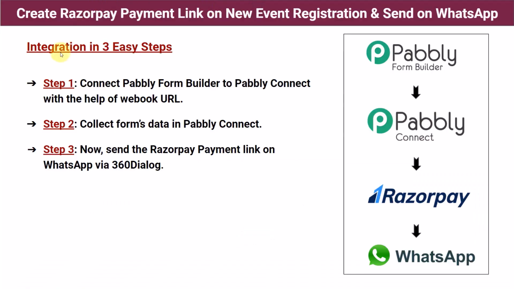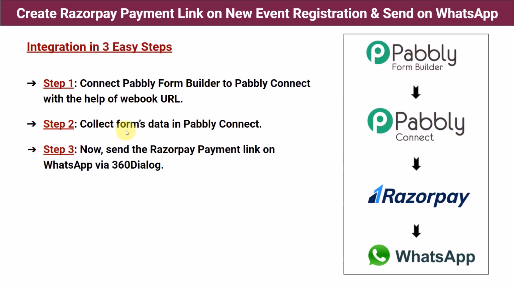So guys, these are the 3 easy steps by which you can also make this integration or connection between your Pabbly Form Builder and WhatsApp. So step 1 is connect Pabbly Form Builder to Pabbly Connect with the help of webhook URL. So first of all, we are going to open Pabbly Connect and connect the form that we have created from Pabbly Form Builder to here in Pabbly Connect.